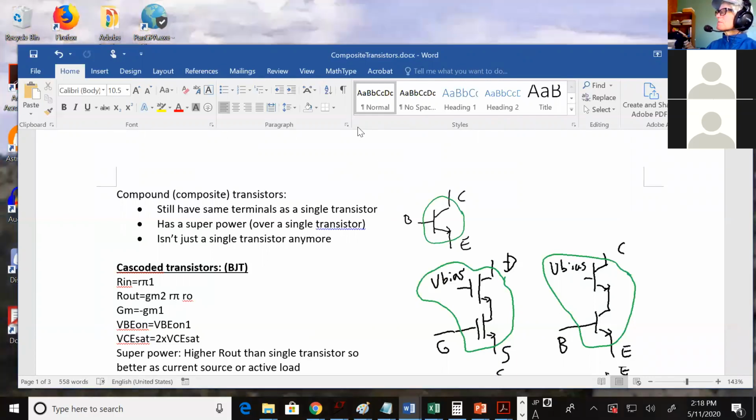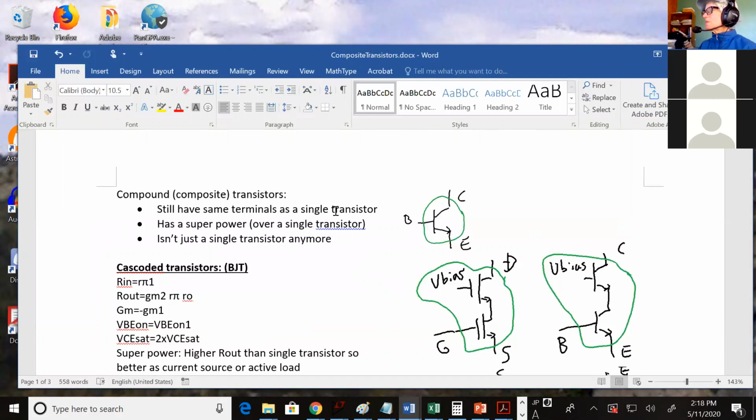So it has the same three terminals, but it has some superpower. And it'll be a little clearer what a superpower is in a minute. But yeah, so it has the same three terminals. So basically what you could do is pull out the regular transistor and throw one of these compound transistors in, since it has the same three terminals.